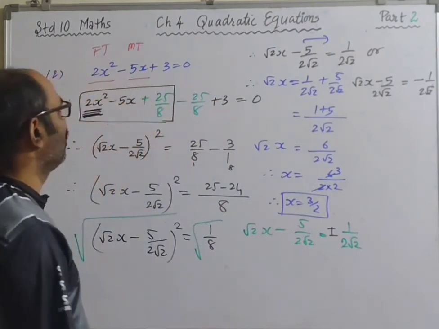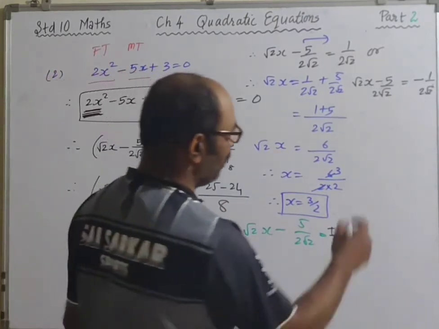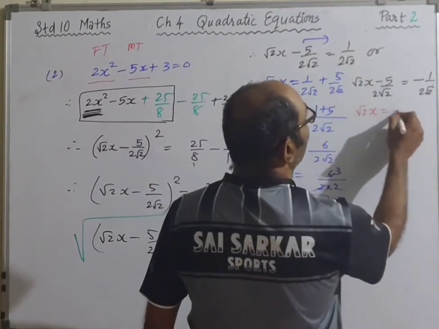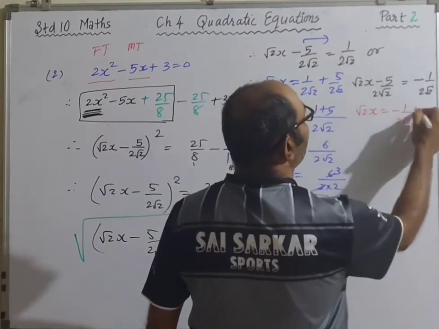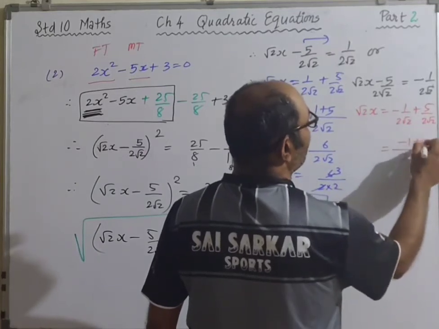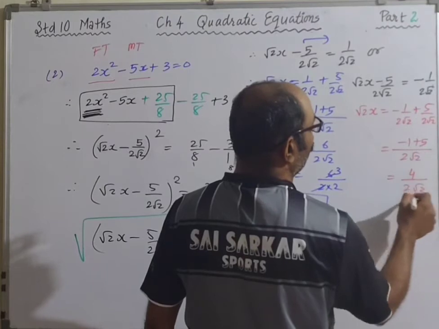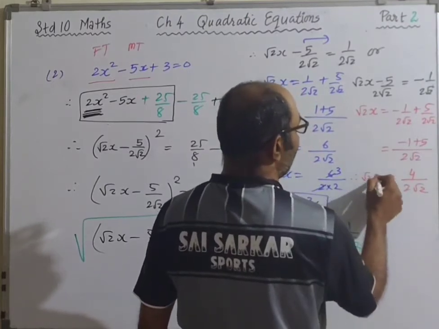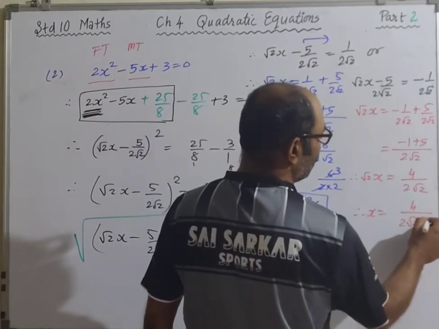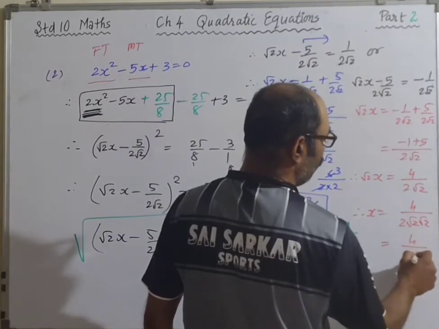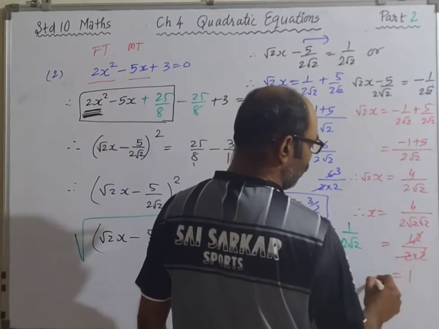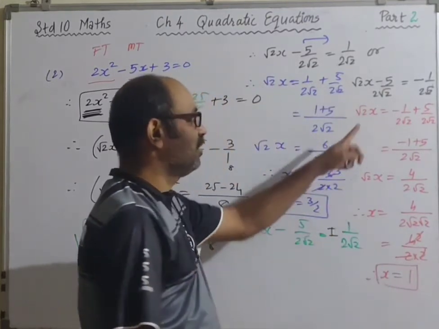So what is the value? x equal to 3 by 2. Alright, let's solve this one. Root 2x is equal to minus 1 upon 2 root 2, and this becomes plus 5 upon 2 root 2. Like denominator 2 root 2, minus 1 plus 5 that is plus 4 upon 2 root 2. Therefore x is equal to 4 upon 2 root 2, and this root 2 goes down. So that is 4 upon 2 into 2. Root 2 into root 2 is 2. 2 1s are 2, 2 2s are 4, cancel. So the answer is 1.